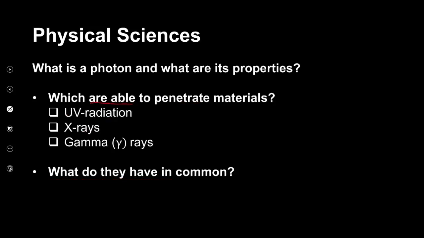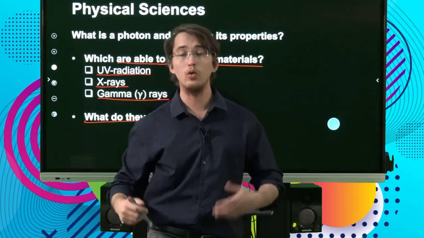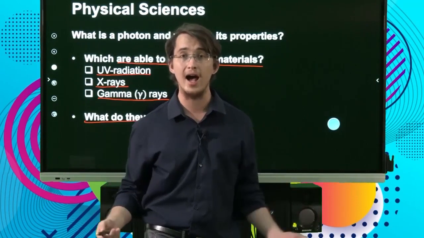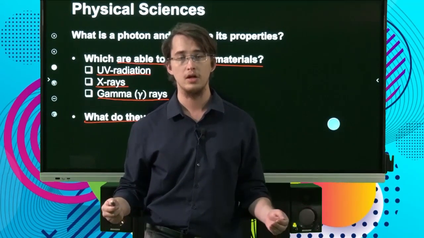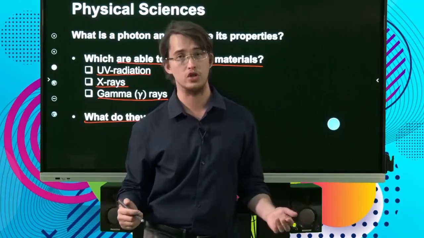Now we need to ask which photons are able to penetrate materials, in other words, which are able to behave more like a particle. The photons of UV radiation, like that produced by the sun, X-rays, like those used by medical doctors to look inside us, and gamma rays, those very dangerous ones that are also used in medicine, are all able to penetrate materials. But again, we ask ourselves, what do they have in common? Do you recall that all of these types of electromagnetic radiation have very high frequencies and that means they deliver a lot of energy per second to whatever they're impacting. Let's look further to see if we can unpack this relationship.